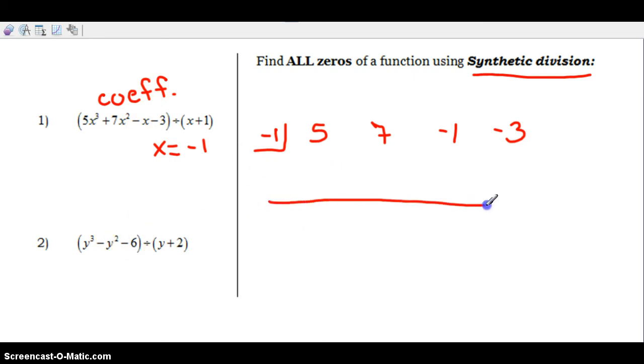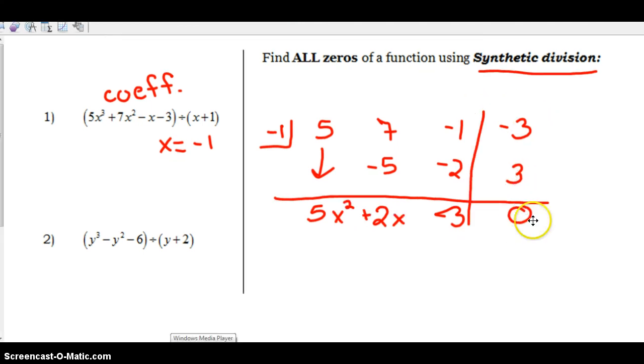The way that the pattern works is the first number drops down, so I put 5. Negative 1 multiplies by 5, and I get negative 5, and then I add. 7 minus 5 is 2. Then I repeat. Negative 1 times 2 is negative 2. I add negative 3. Negative 1 times negative 3 is 3. I add. I got 0. 0 becomes the remainder. We drop one power, so now we have x squared to start, x, and then constant.